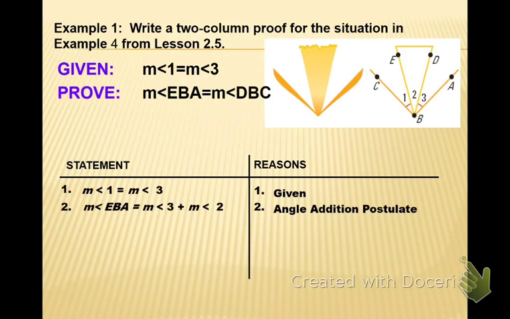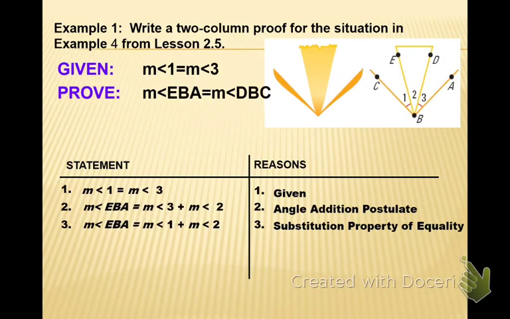Then we're going to do the same thing with the other angle, DBC. Oh, they went ahead and substituted first, okay? So the measure of EBA equals the measure of angle 1 plus the measure of angle 2. I took the measure of angle 3 and replaced it with the measure of angle 1. EBA equals angle 1 plus angle 2. That's by substituting. I substituted angle 1 in for angle 3. Substitution.